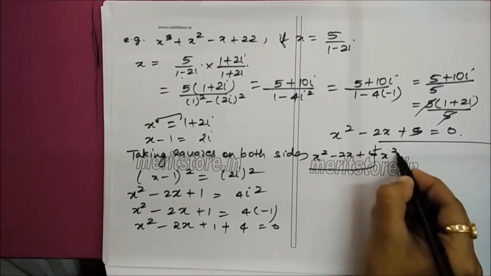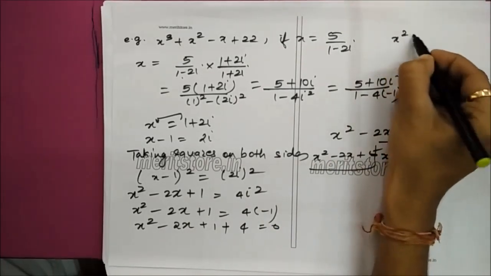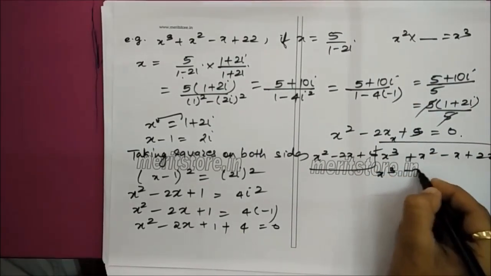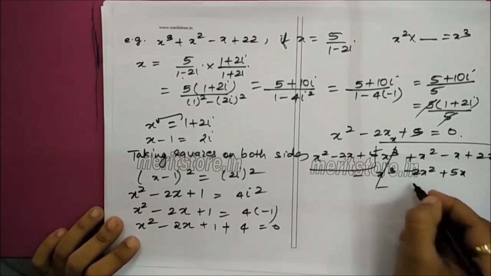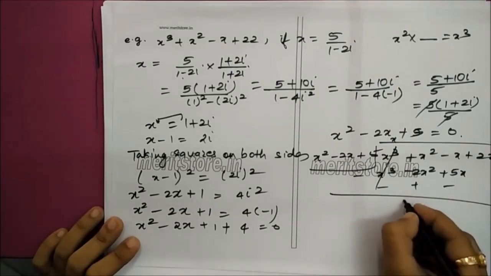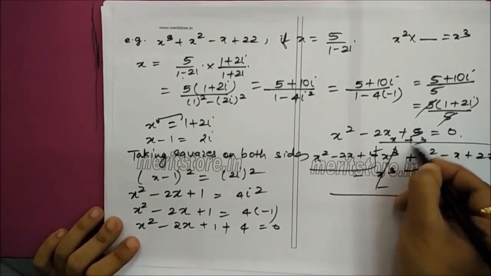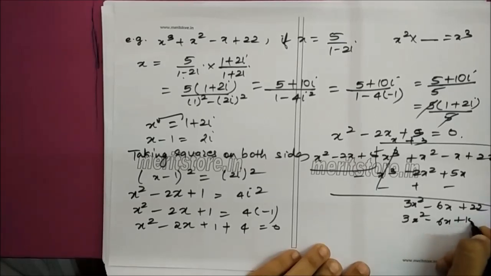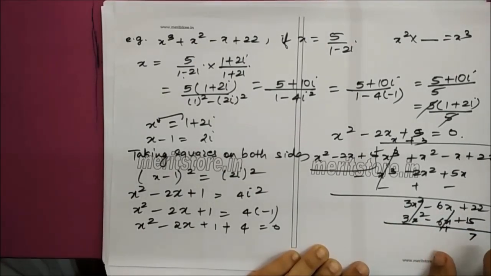What you get is, again same thing, x square into what will give you x cube. So you will get x cube minus 2x square plus 5x. So minus, this gets cancelled, minus plus minus, here you get 3x square minus 6x plus 22. Again you will multiply with 3, so 3x square minus 6x plus 15. What remains is your 7, because this gets cancelled, which is plus, this is minus.